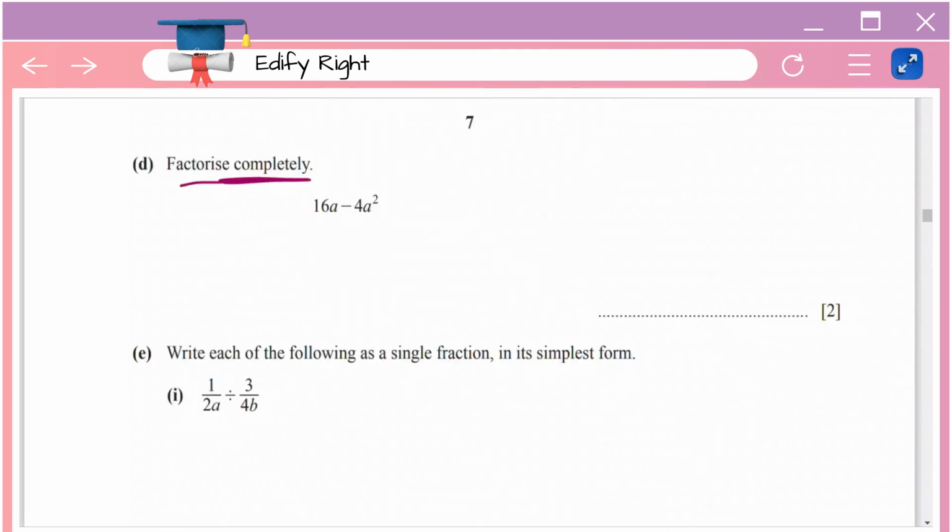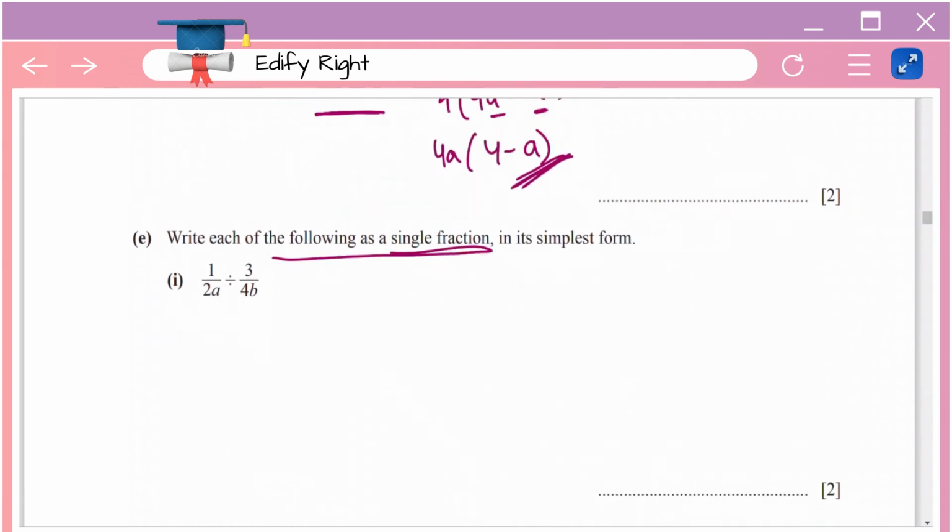Next we have, factorize completely 16a minus 4a square. So this is pretty simple. Let's take 4 common in both of these terms. We have 4a minus a square. Next, you can also see that a is common in these two terms. So I'm going to take a common as well. So I'm left with 4a into 4 minus a.